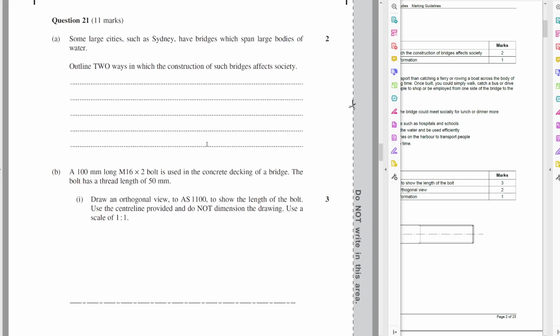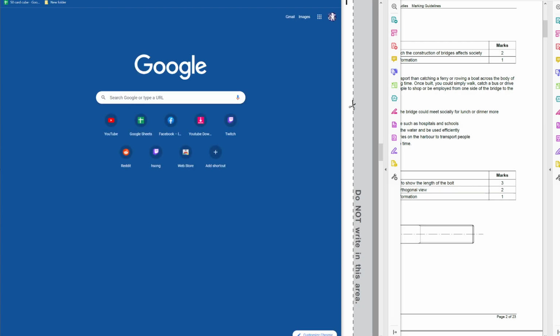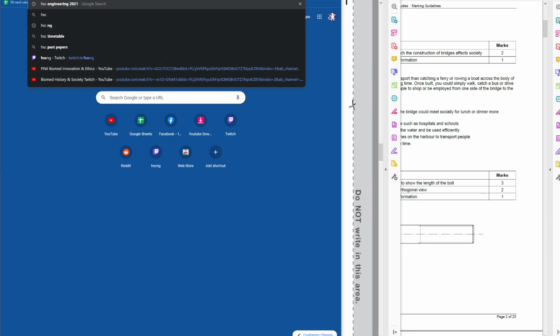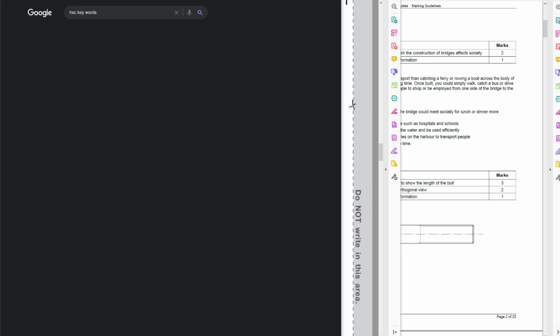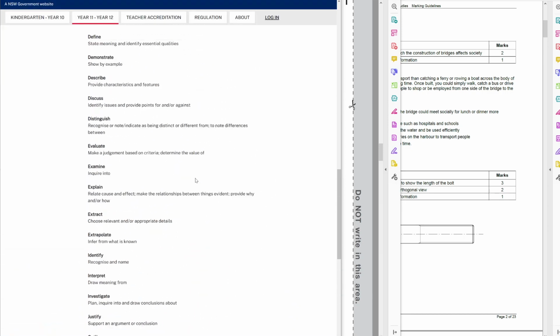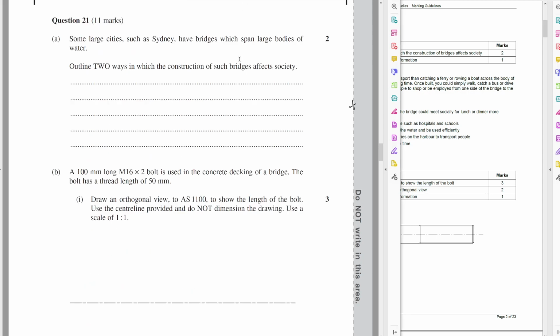Okay, outline 2 ways in which the construction of bridges affects society. So outline, in the glossary of HSC keywords, is a really nebulous one. I never like using outline. I'm not saying I don't, but if we go to the glossary of HSC keywords and look at outline, it says: sketch in general terms, indicate the main features of. How does that help you? It doesn't help you. But the idea is that they want you to write some amount of stuff.